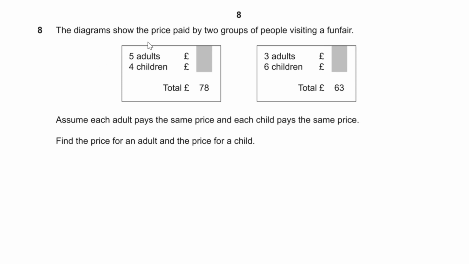Question number 8. The diagram shows the price paid by 2 groups of people visiting a fun fair, and for 5 adults and 4 children we've got a total of £78, and for 3 adults and 6 children we've got a total of £63. Assume each adult pays the same price and each child pays the same price. We have to find the price for an adult ticket and a price for a child ticket. Well, first of all, we've got 5 adults and 4 children equaling 78. And then we've got 3 adults plus 6 children equaling 63.